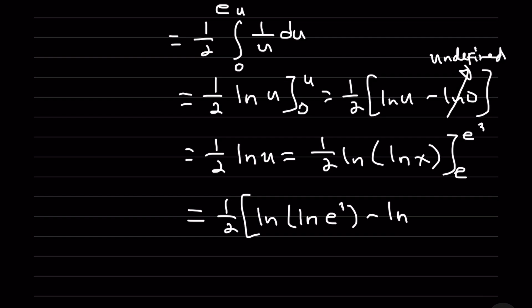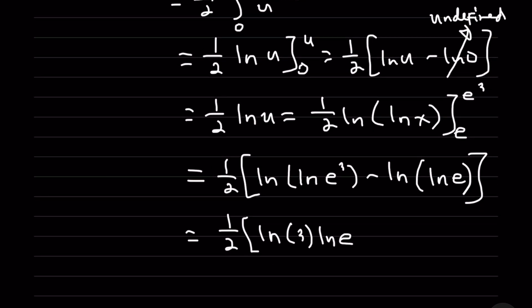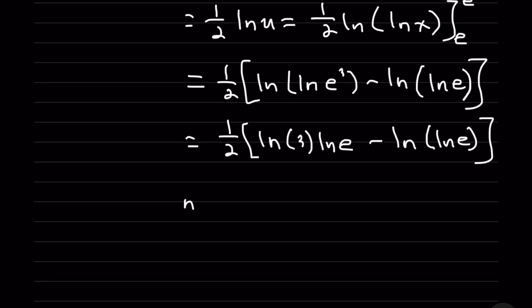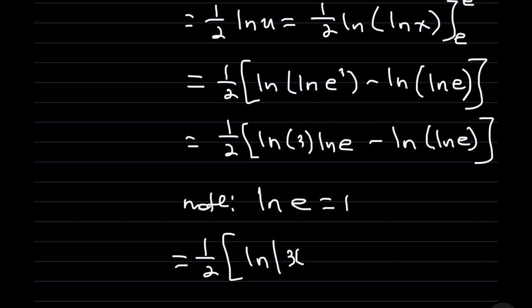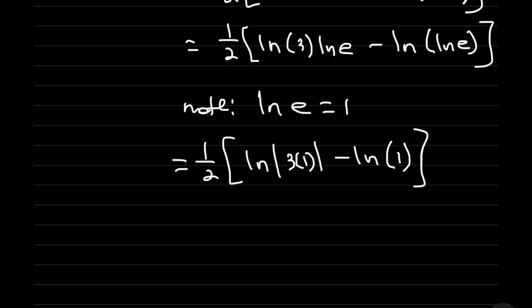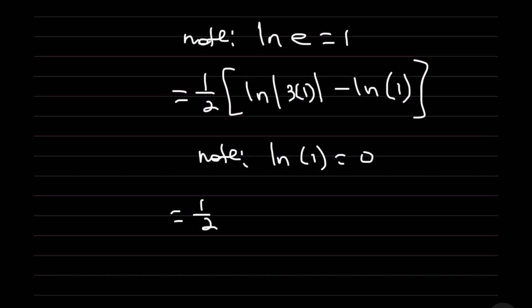Next, you substitute the upper and lower limits of the integral. So you have this equation. So take note that ln e is equal to 1. So some terms here will be reduced to 1. Okay. Also, take note that ln 1 is equal to 0. So the second term will be cancelled. So you're left with 1/2 ln 3.